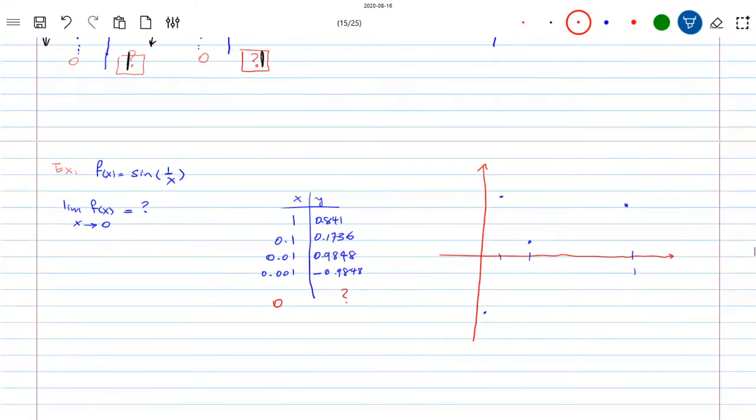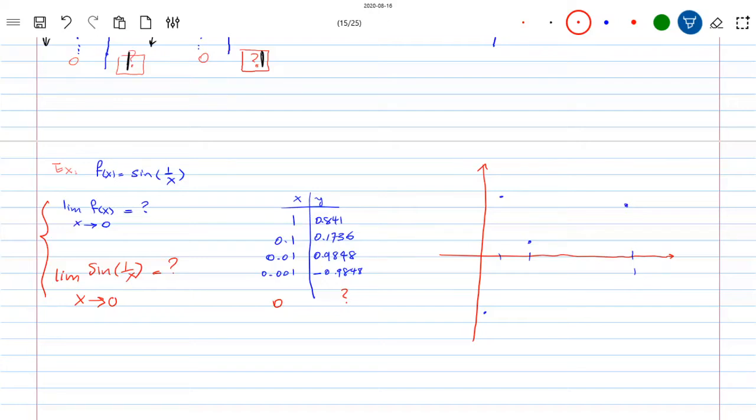Here, I have an example for you. If you look at the function sine 1 over x and they ask you what is the limit, sometimes they write limit f of x, sometimes they write limit of sine 1 over x as x approaches 0. These two have the same meaning since the function is already sine 1 over x. And they ask you what this value is. You create a table again and try to approach 0. So I picked 1, 0.1, 0.01, 0.001.